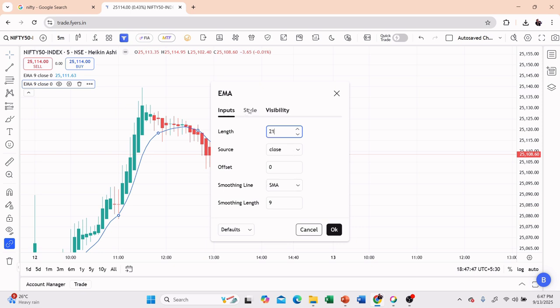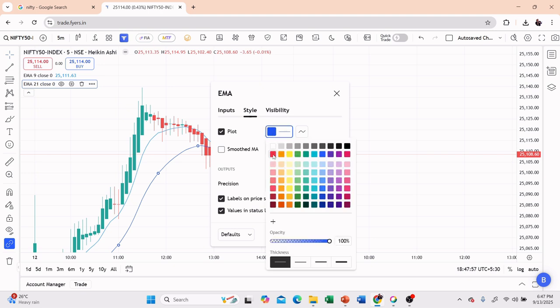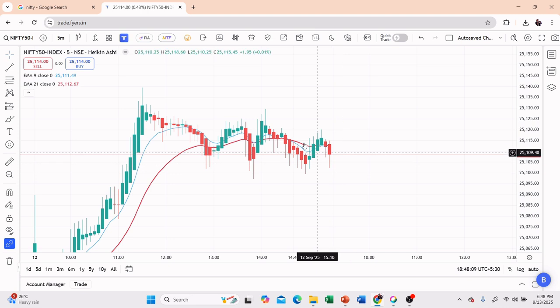All right, and for a better smoothing line also you can put it as 21. Now we need to have a clear distinction between the fast and slow moving lines. Preferably I like to use red for the slow moving line, because that's an indication that it's a selling momentum. So I have highlighted this. You can choose the thickness of the line here. So this is how it looks.